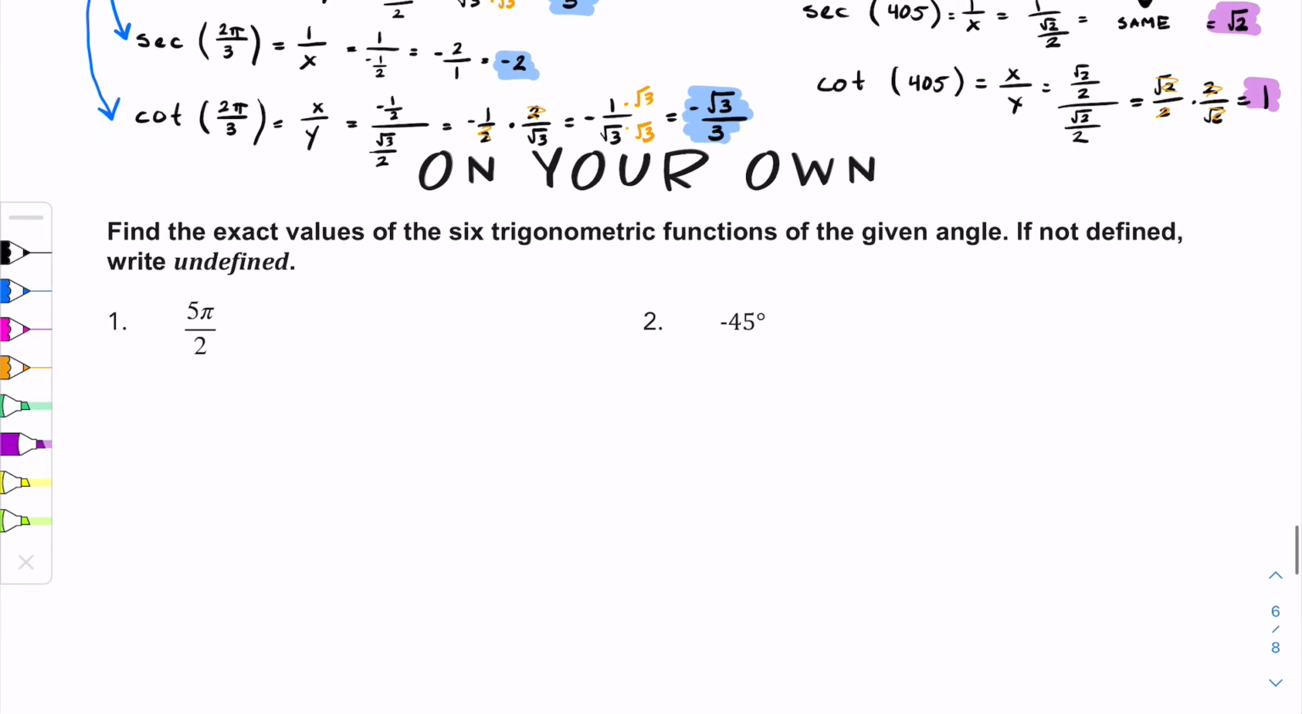We have 5 pi over 2 and negative 45. I'll just give you a helpful hint there. That negative 45 is paired with 315. Okay, it goes in the negative direction.